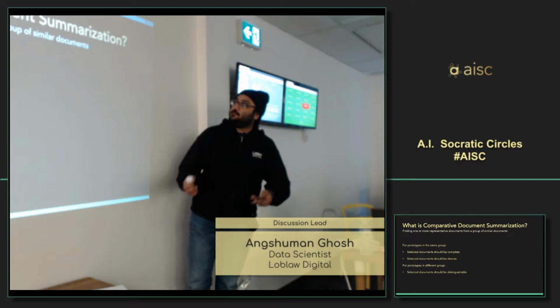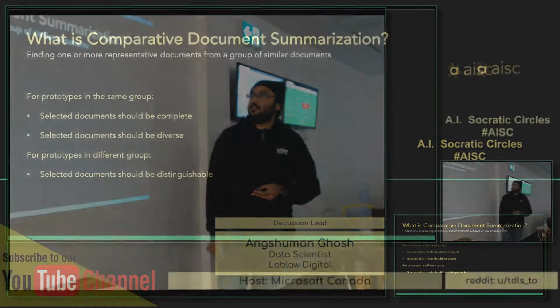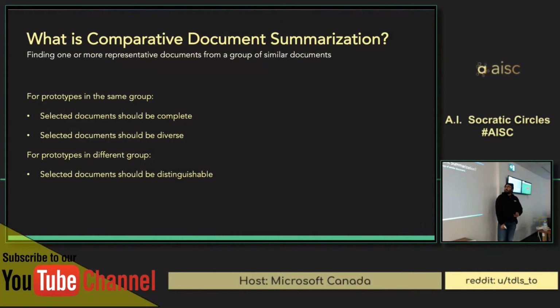But we really want to care about comparative document summarization. So the main idea, as I said before, is finding one or more representative documents from a set of documents. These documents should really have 3 main properties.